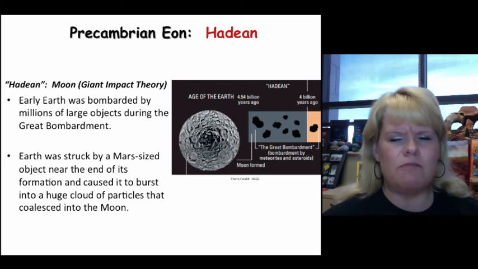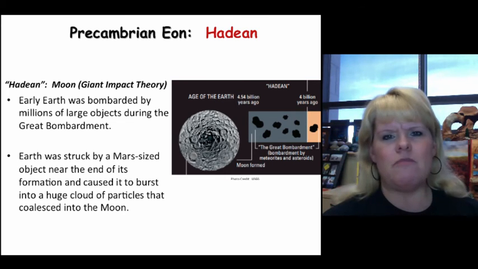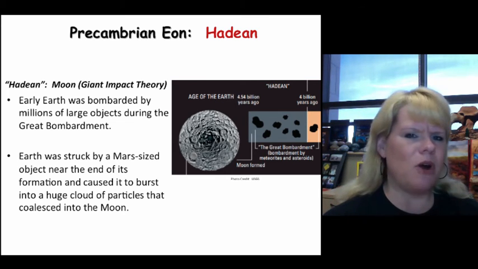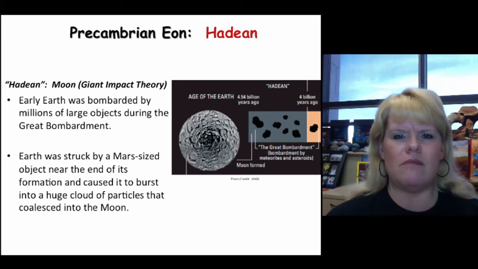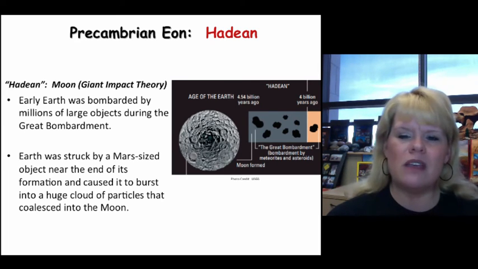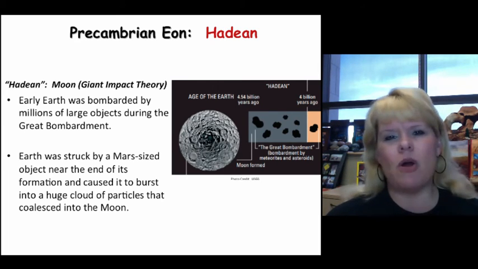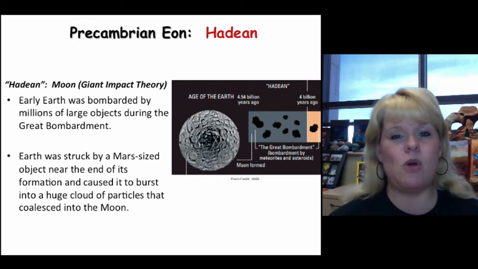And this caused a burst of a gigantic amount of molten material and a cloud of particles and dust to be ejected out into our orbit. And eventually this would congeal together, much like our dust cloud did that formed our planet, and created our moon. So our moon is made up of particles primarily from Earth.